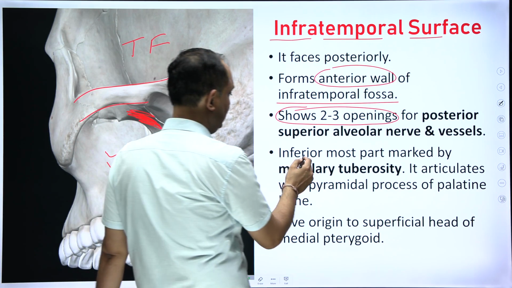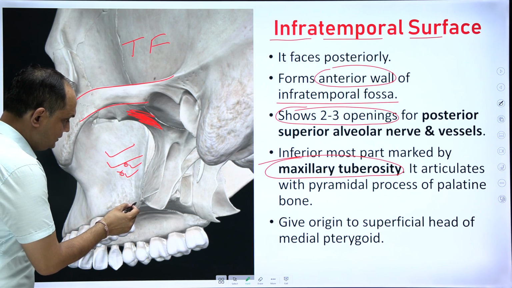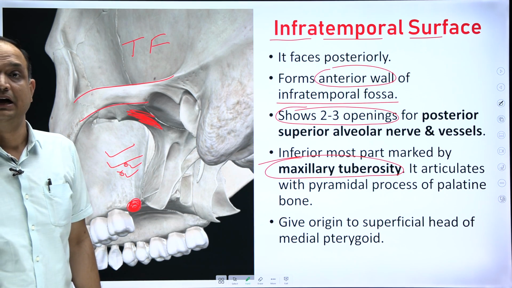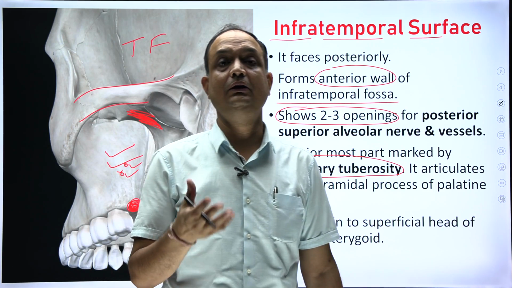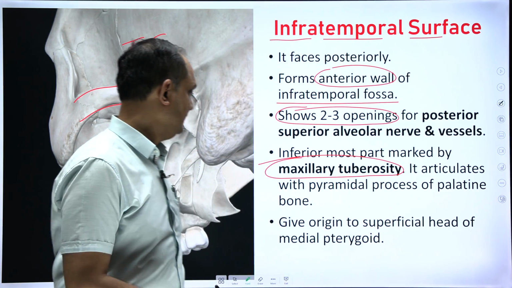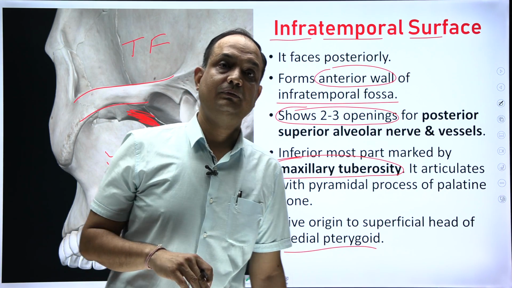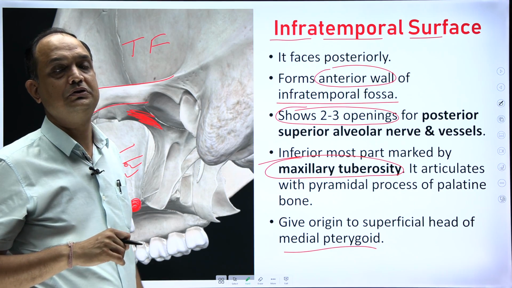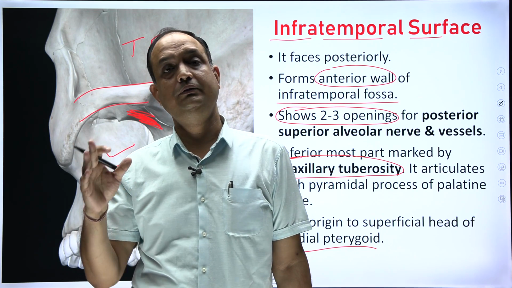Then at the lower end you will find an important projection known as the maxillary tuberosity. This point is known as the maxillary tuberosity of the maxilla, and this tuberosity gives origin to the superficial head of the medial pterygoid muscle. You know that the medial pterygoid has 2 heads, the deep head and the superficial head, attached here on the maxillary tuberosity.